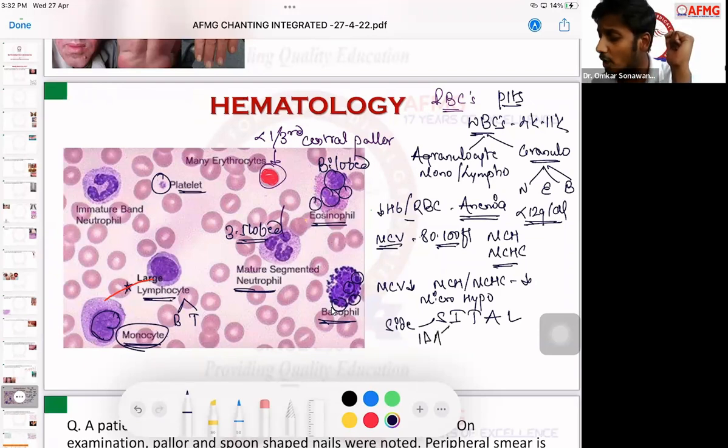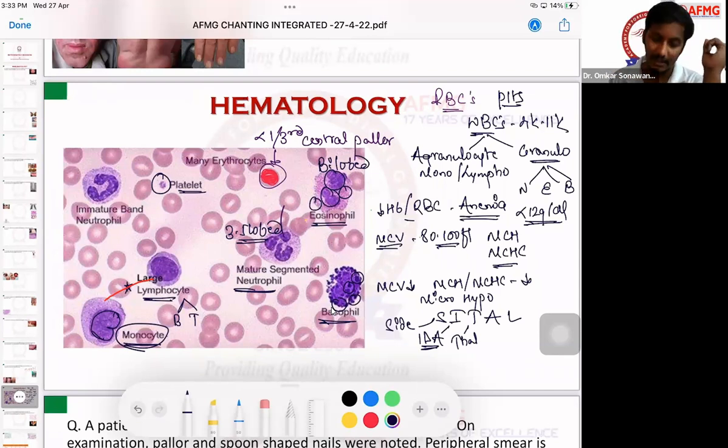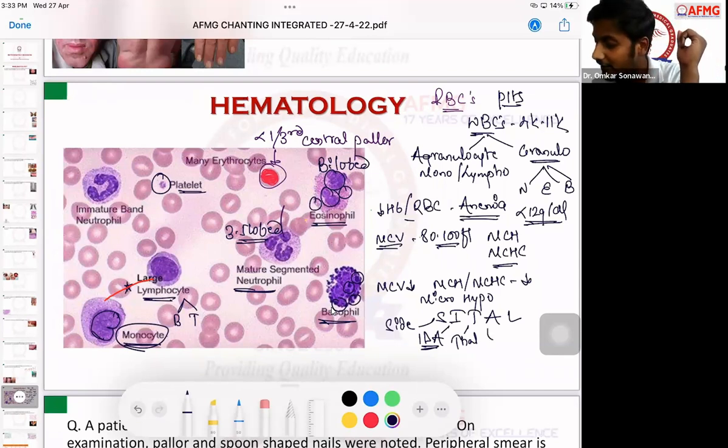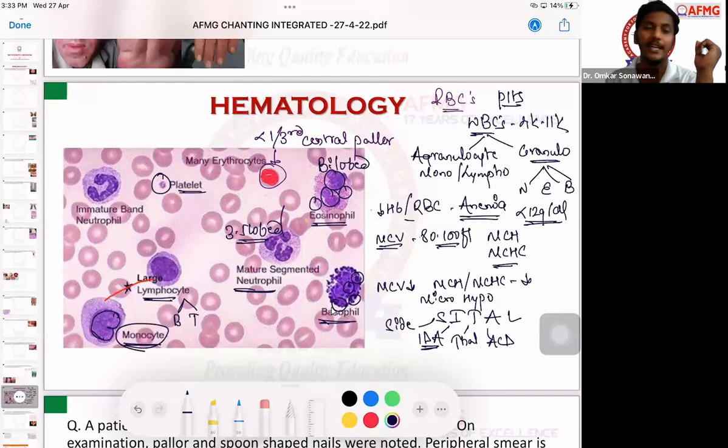I is for the most common type of anemia, and the most common type of anemia is iron deficiency anemia. T goes for a hemolytic anemia, and that is thalassemia. A for anemia of chronic disease. And L goes for lead poisoning, which is also called plumbum. You can even remember Sita also, because lead poisoning can lead to sideroblastic anemia in the patient. So all of these are causes of microcytic hypochromic anemia.